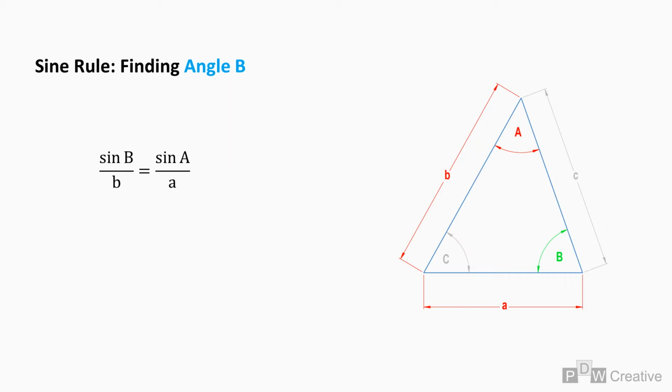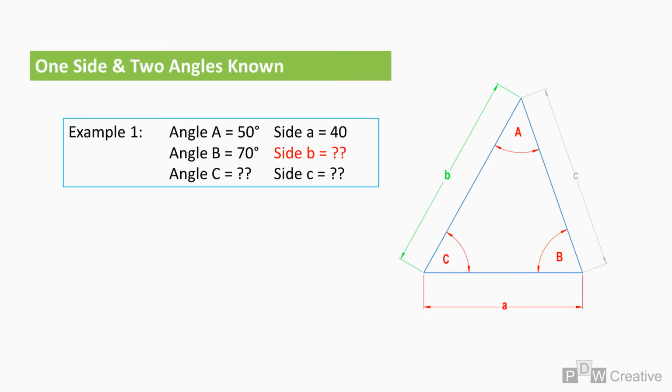To find angle B, side B can be moved across, multiplying side B by sine A over side A. Multiplying further by extracting sine B, apply inverse sine to the other side. We can now find angle B.